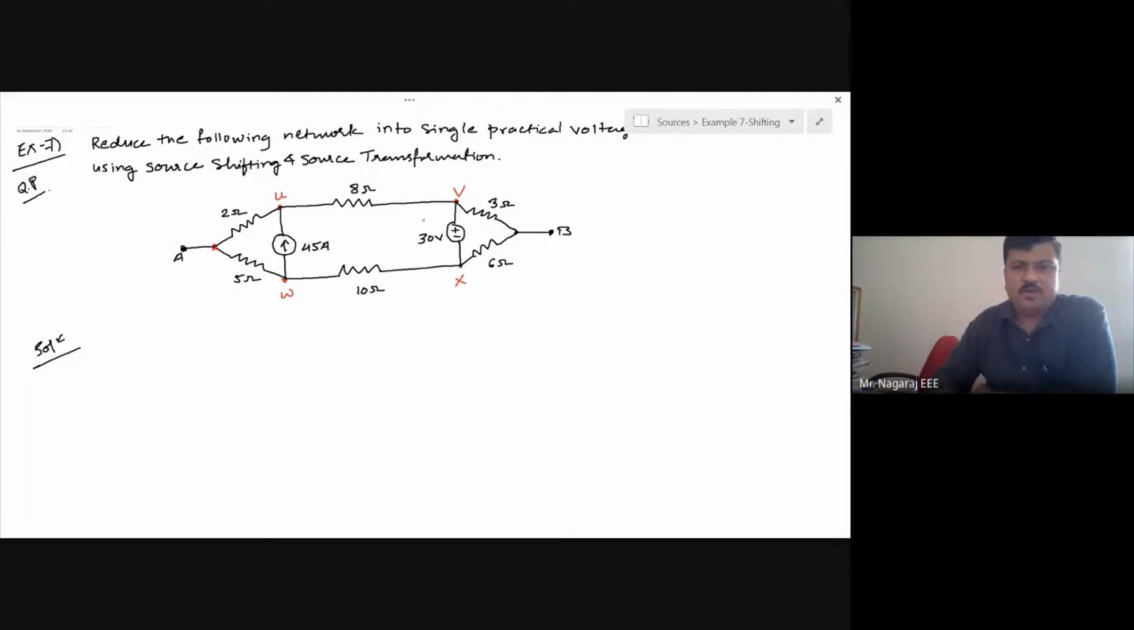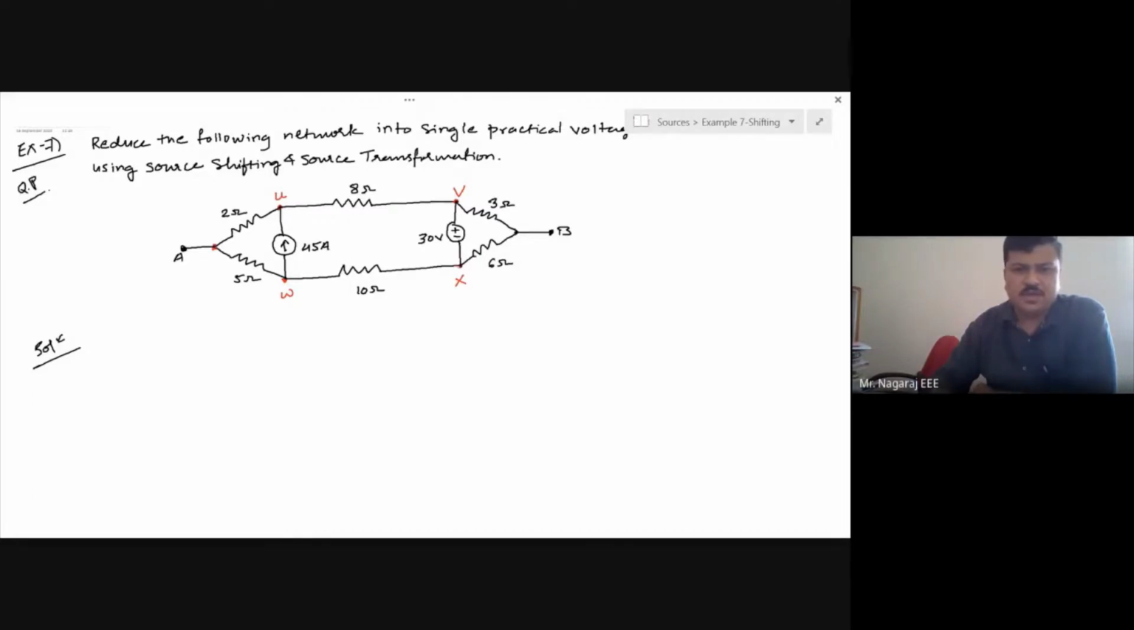But when you observe, if I have to shift this 45 amp source across 8 ohm and 10 ohm, there is no common node connected between 8 ohm and 10 ohm. Between the connection of 8 ohm and 10 ohm at the other ends, there is another voltage source or other circuit element present. So I cannot shift this 45 ampere current source across 8 ohm or 10 ohm. Because if I have to shift across 8 ohm or 10 ohm, then 45 amperes has to be connected across 8 ohm at V, and 45 amperes has to be connected across 10 ohms.